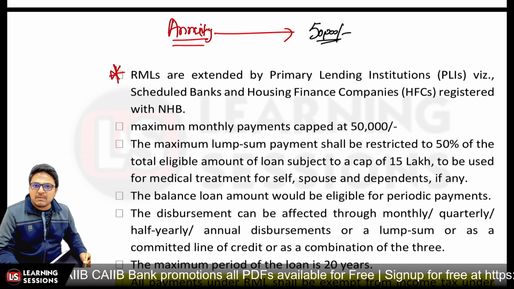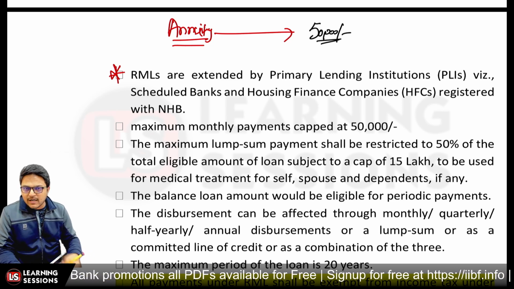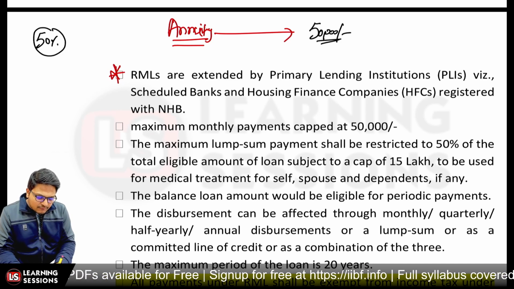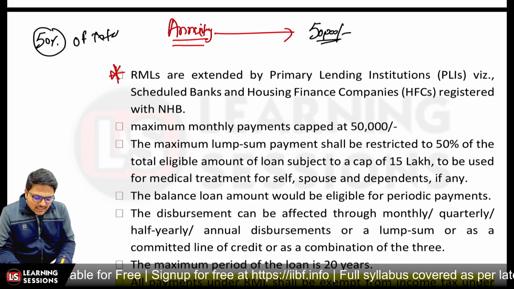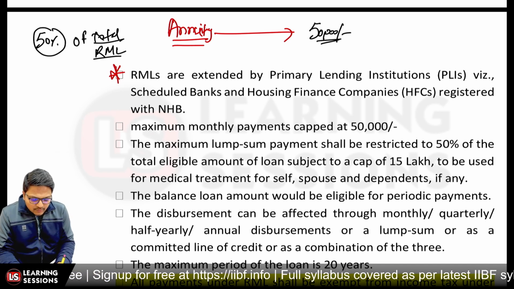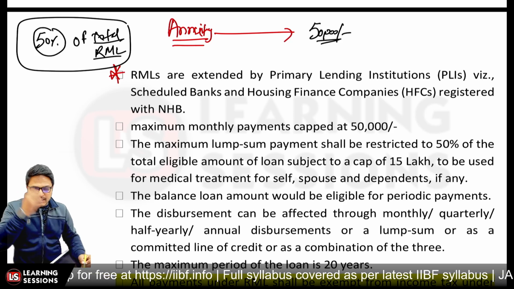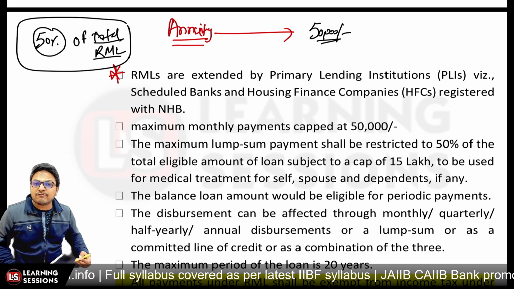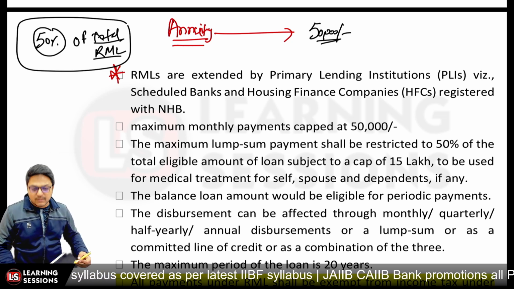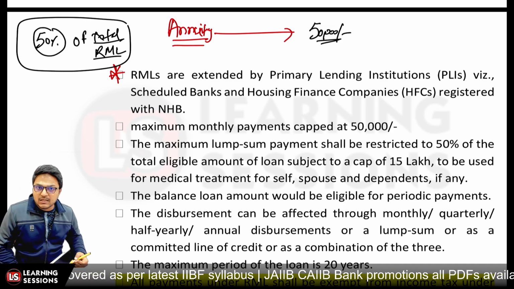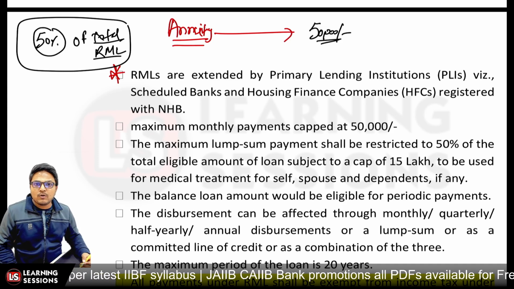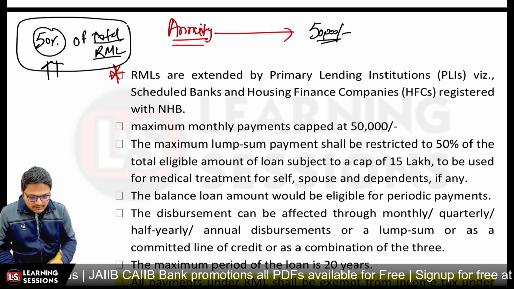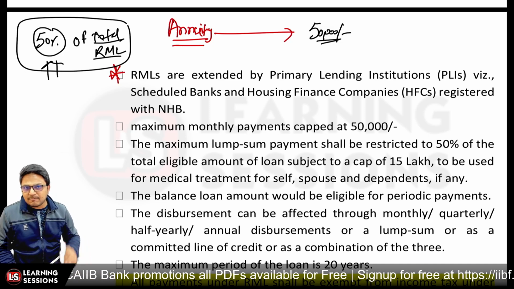And the maximum lump sum amount that can be paid to the borrower at once can be a maximum of 50% of the total loan eligible under the RML scheme. So if the borrower was eligible for 10 lakh rupees, in that scenario, the borrower cannot be paid a lump sum amount of more than 5 lakh rupees, right? And further, that is also capped. The total eligible amount of the loan is capped to a maximum of 15 lakh rupees.